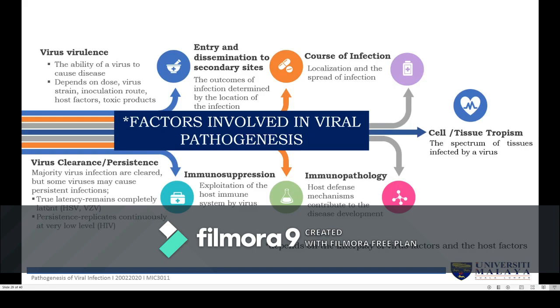And then persistence that replicates continuously. When you say latent, it means that it's not actively replicating, they're just there. Yeah, it was not detected. But then some of the viruses can cause persistence, yeah, replicating continuously at very low levels, such as HIV.